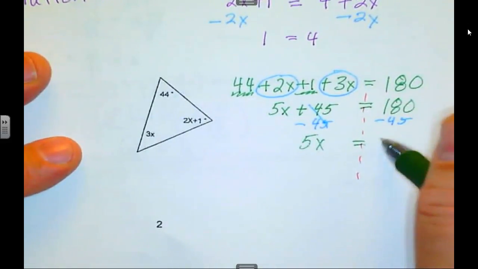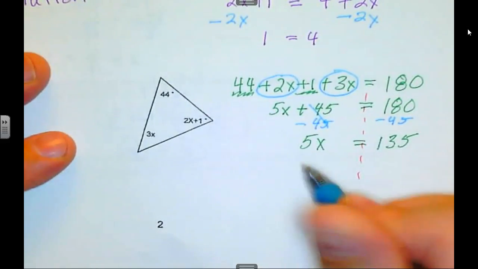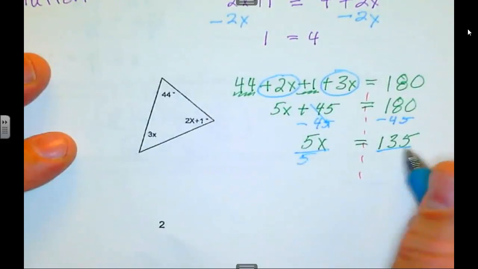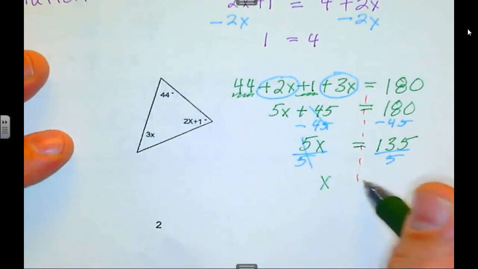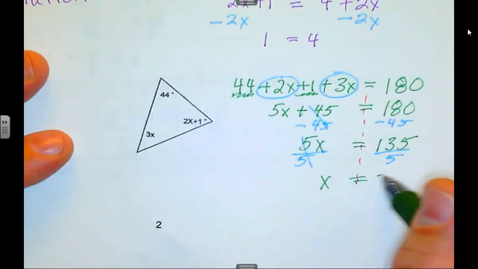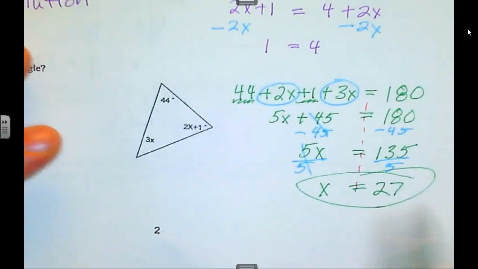5x equals 135. Your answer is 27. Divide both sides by the coefficient 5. How about 27? Yeah.